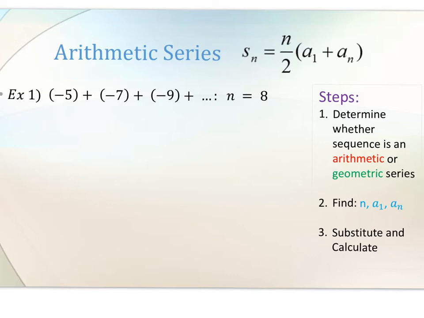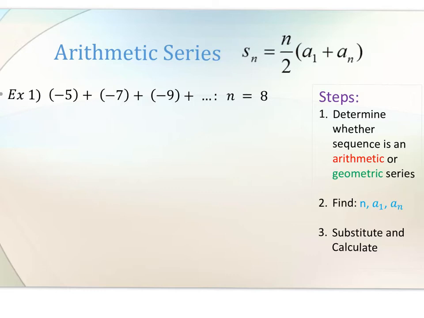I'm just going to keep this formula up here so that we at least have it in front of us. And then here we have a sequence in kind of a series in front of us. The first thing that we need to do as far as our steps are concerned is determine whether this is an arithmetic or geometric series. Because in some cases, it might not actually be an arithmetic series, and then we wouldn't have to do anything with it. Or it might be a geometric, and then we would have to do something different.